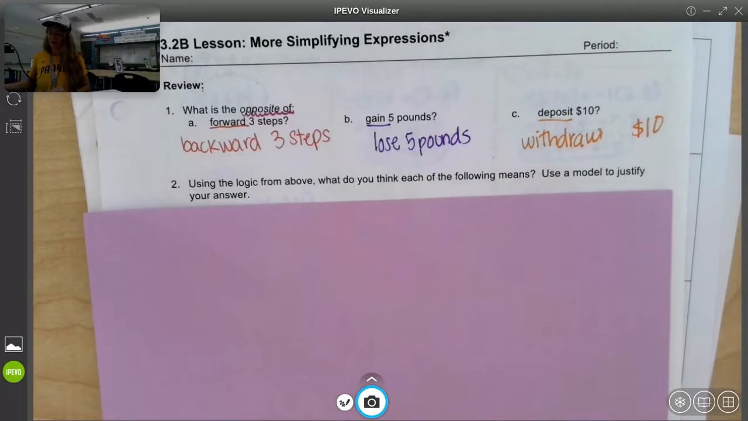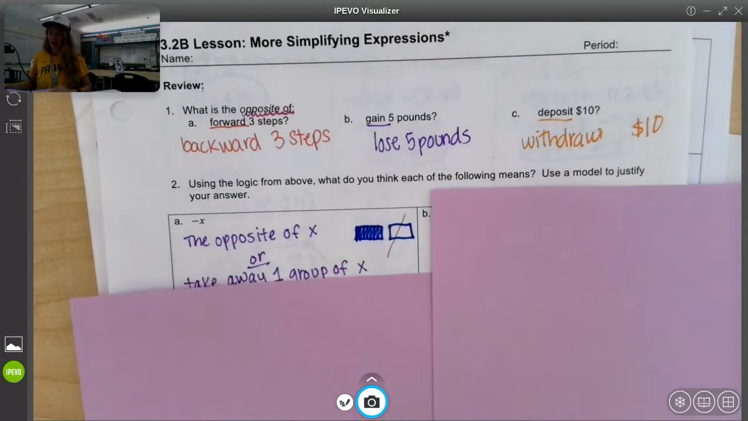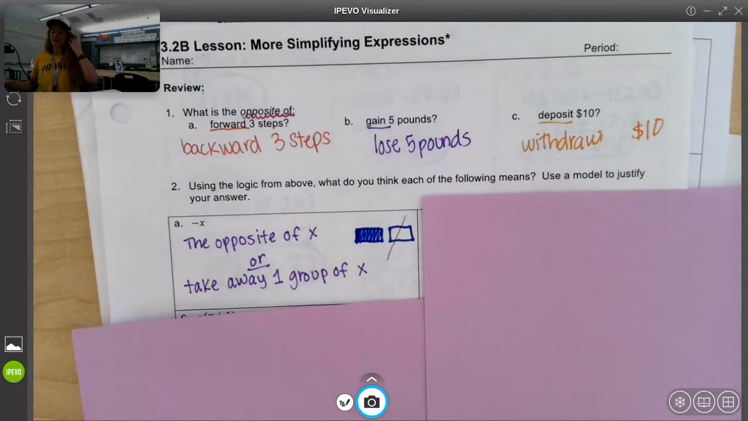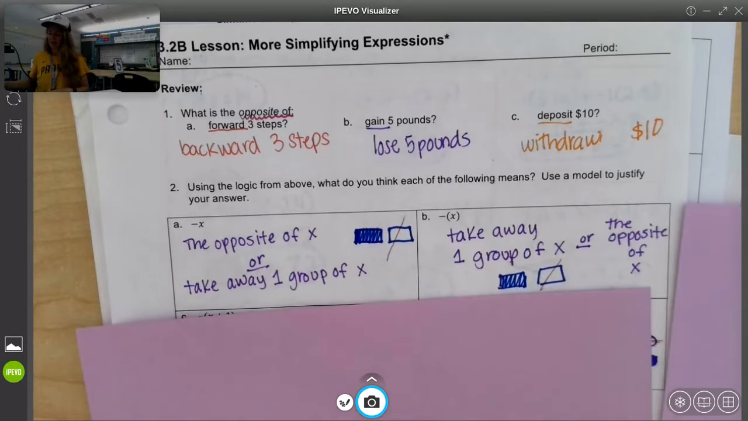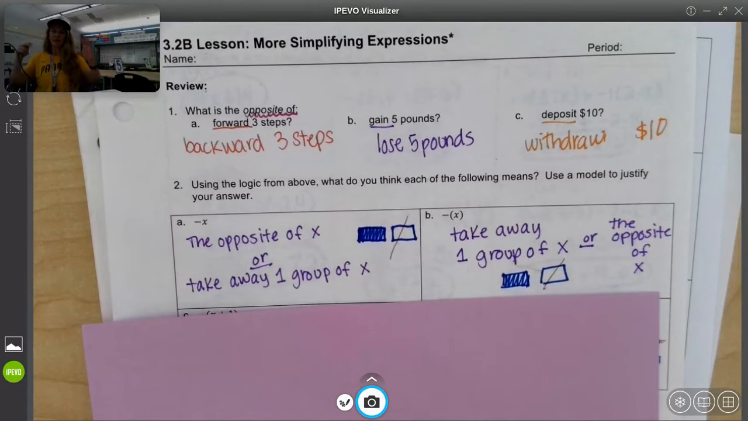So if we're thinking about logic from above, what does the following mean? If we have negative x, that's the opposite of x, or taking away one group of positive x. If we have a negative in front with x in parentheses, that's the same thing. We're taking away one group of x, or it's the opposite of x, whatever x is inside. So if x originally is negative, now it's positive. If x was originally positive, now it's negative. If x was originally 0, is there a negative 0? Nope, it's still just 0.